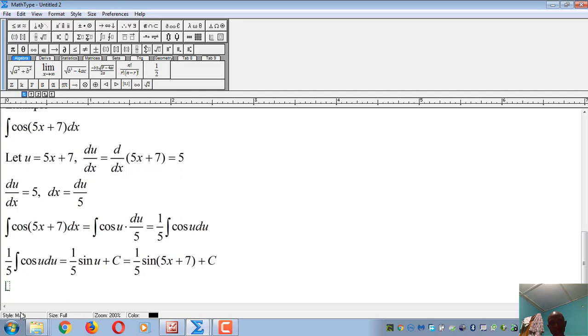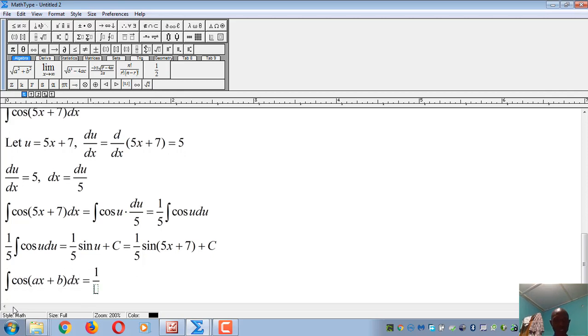So next time, a shorter way we can use is to say that if you are given something like cos(ax plus b) dx, what you just need to do is to say 1 over a sine(ax plus b) plus c. So that's it. So we have that.